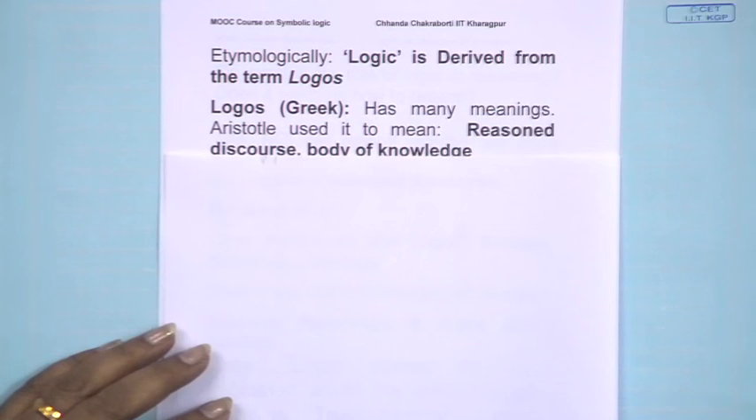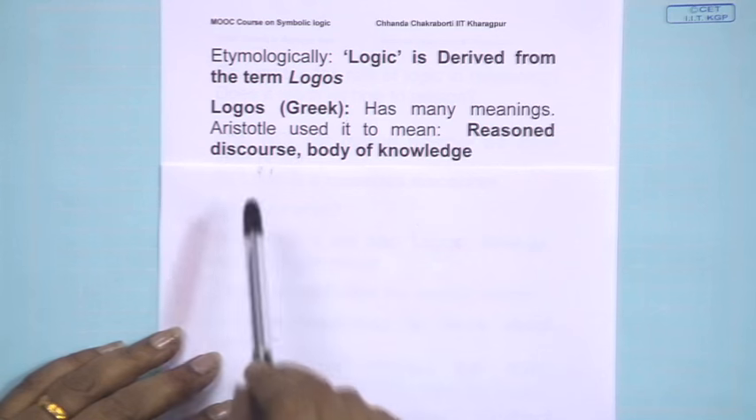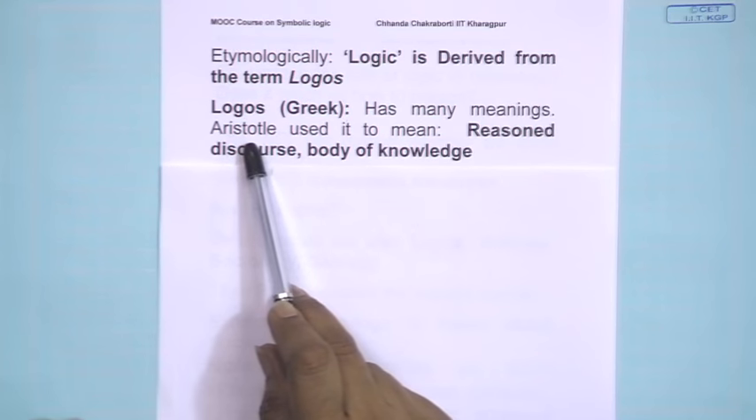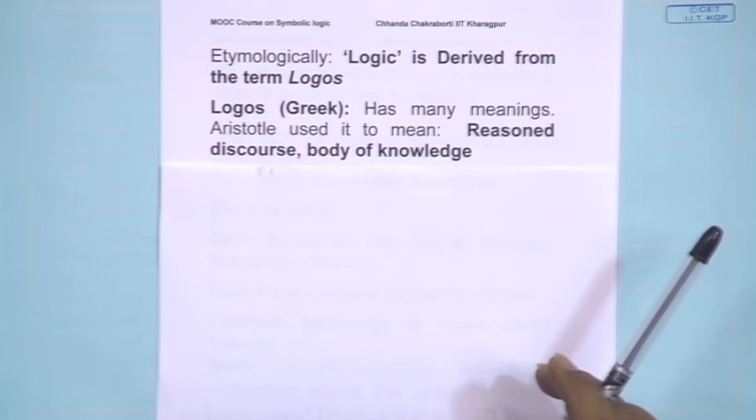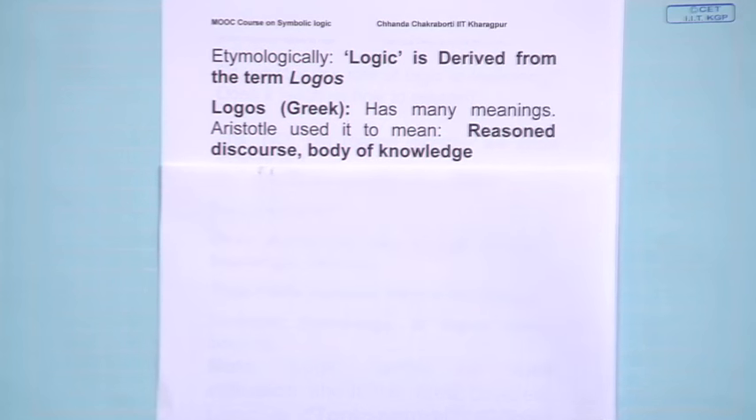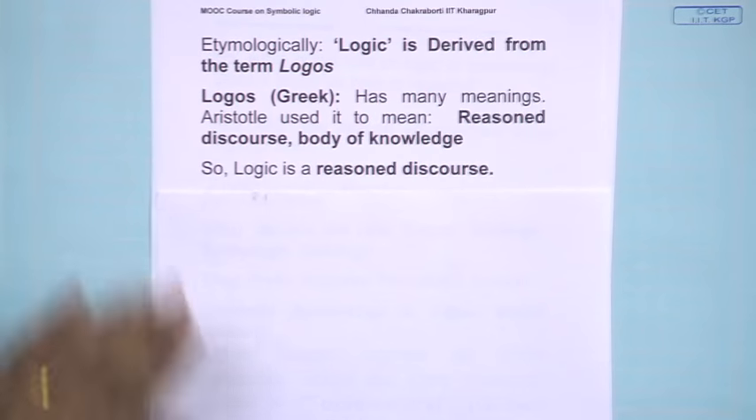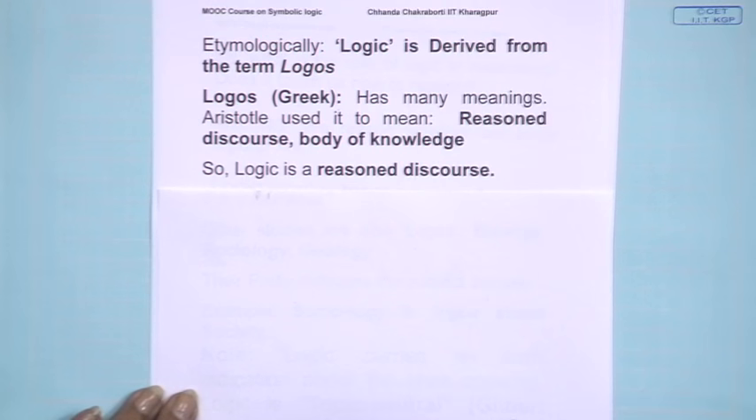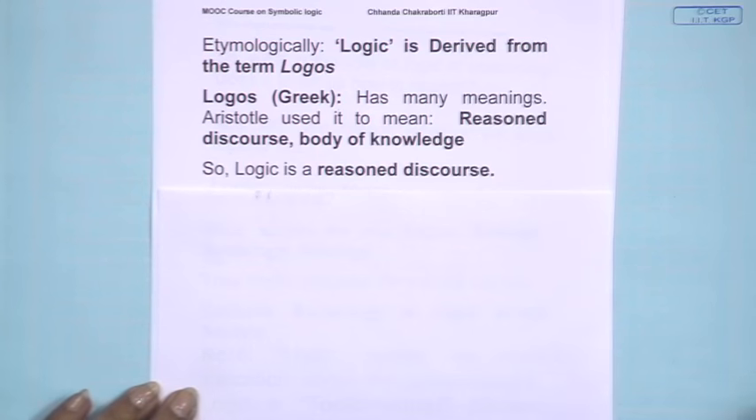Logos has many meanings in Greek, and there are various kinds of applications, but we will follow what Aristotle used it as. Aristotle used logos to mean some sort of reasoned discourse. So, it is a body of knowledge that is not haphazard, and it is guided by reasoning. So, in that sense, we will try to remember this word logos. And then I have told you, since etymology gives you a hint what the study is like, since logic is derived from the word logos, it is also a reasoned discourse.